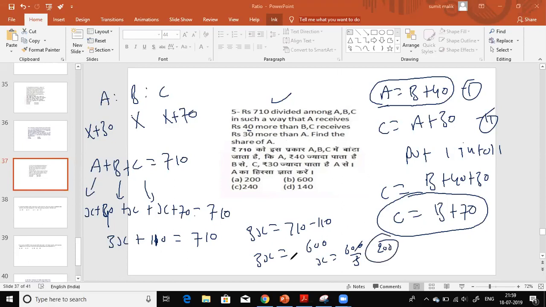So X is equal to 200. So share of A will be A is equal to X plus 40. That will be equal to 200 plus 40, 240. That will be the answer. Okay.